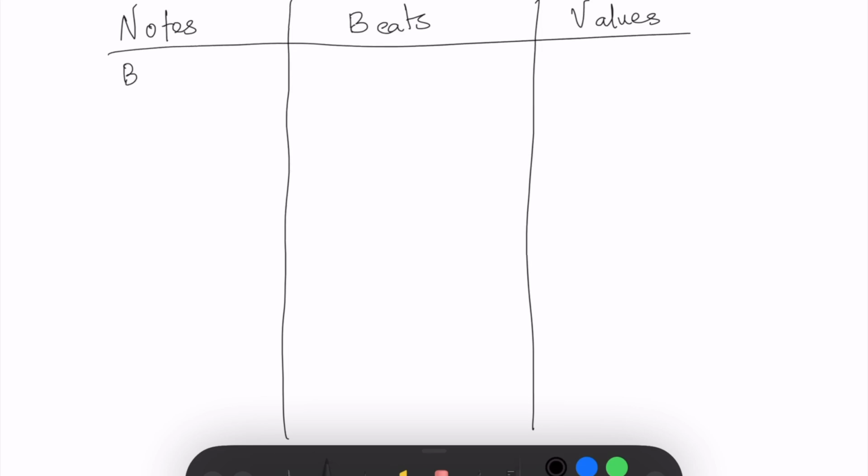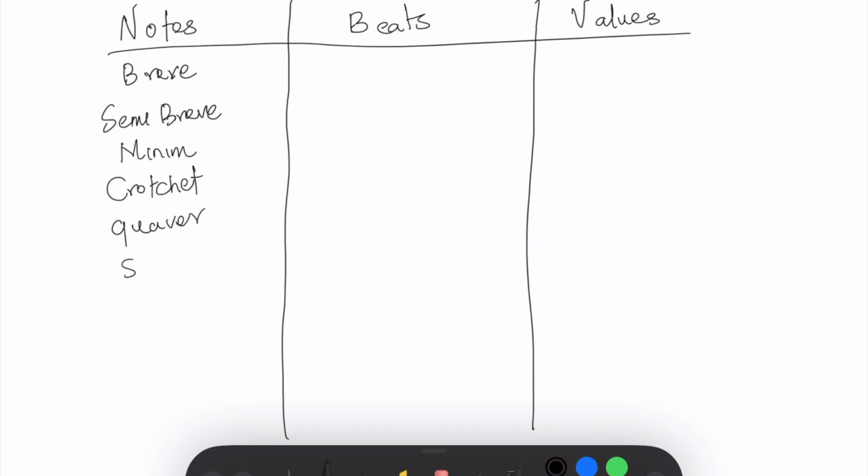Brief, semi-brief, semi-quiver, demi-semi-quiver, and hemi-demi-semi-quiver. Now the best way to know all this is not to cram these values or their beats.